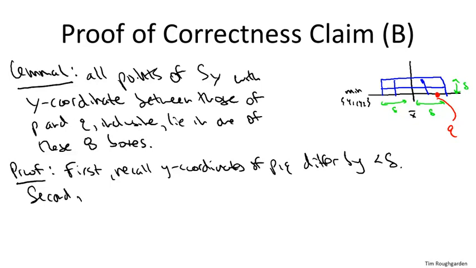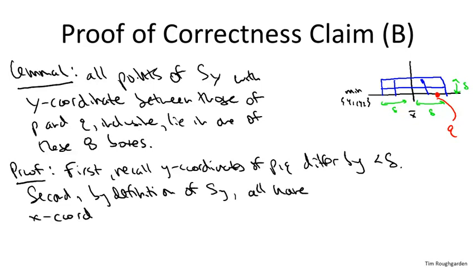Now what about horizontally? What about the X coordinates? Well, this just follows from the definition of S sub y. Remember, S sub y are the points that fall into this vertical strip. How did we define the vertical strip? Well, it had center X bar, and then we fattened it by delta on both sides. So just by definition, if you're in SY, you have to have X coordinates in the range X bar plus or minus delta. So that completes the proof of the lemma.